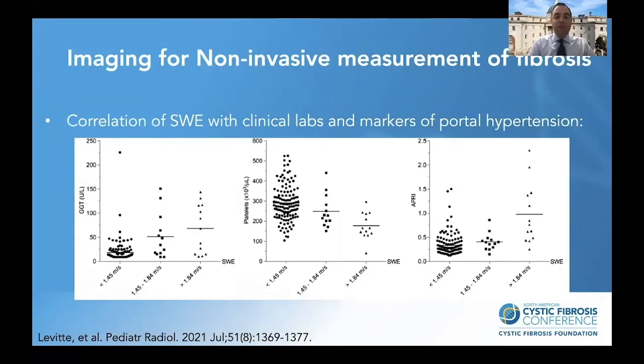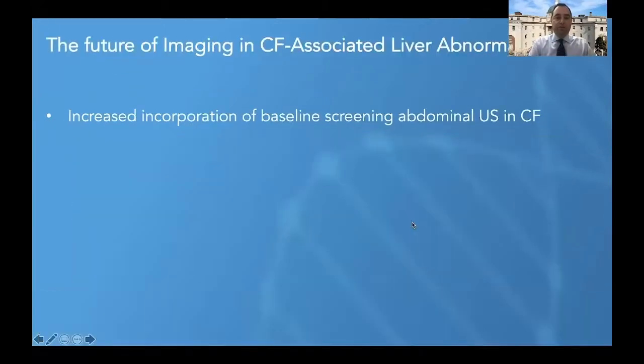And shear wave elastography had an excellent correlation with clinical labs such as GGT, platelets, and the AST to platelet ratio index. I'll conclude then with some discussions on the future of imaging in CF-associated liver abnormalities.